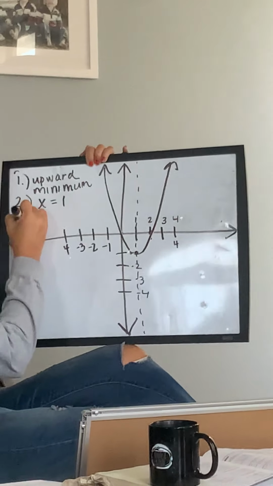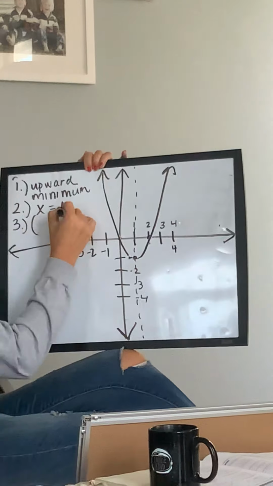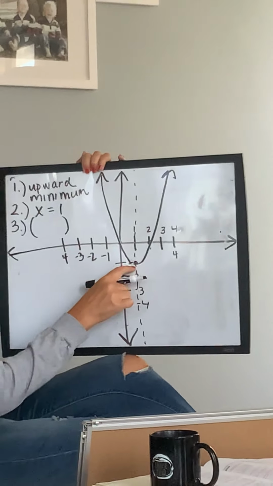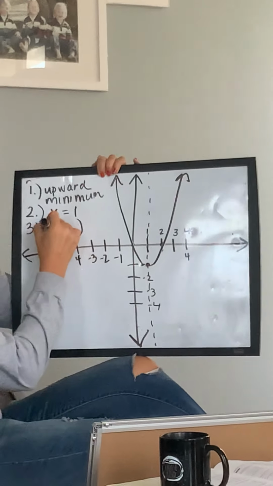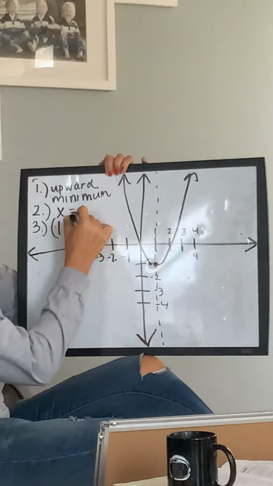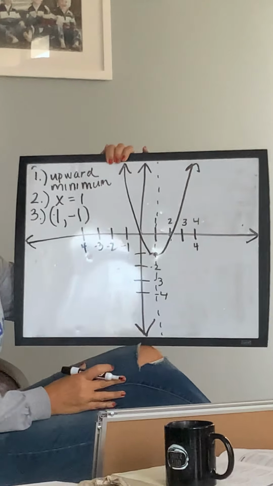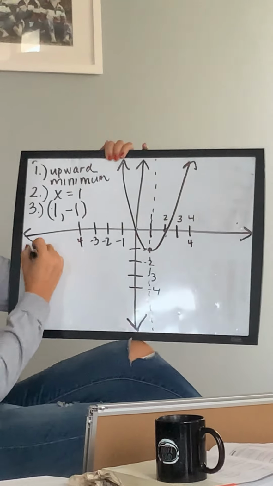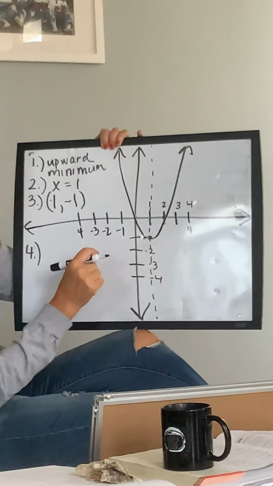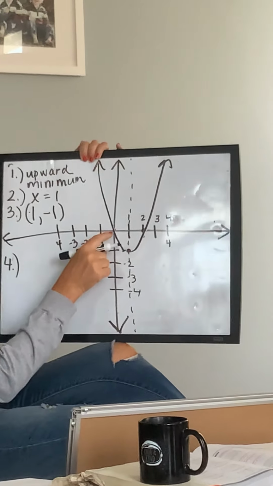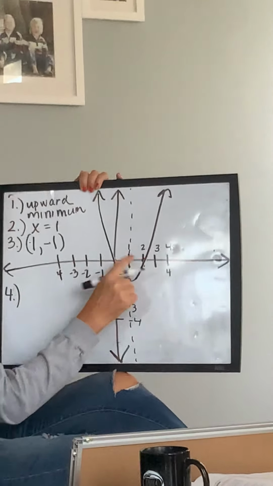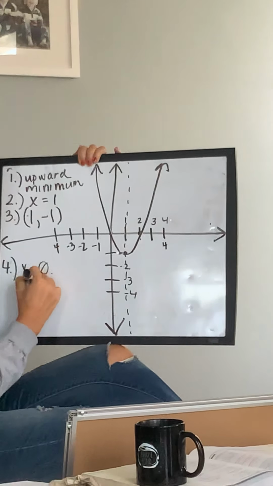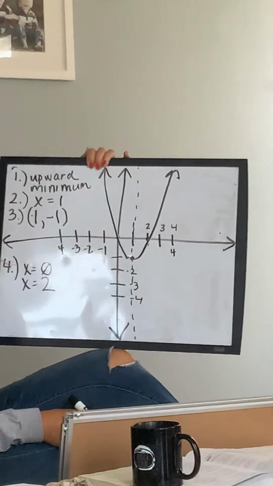Your vertex would be written as an ordered pair, x comma y. So what is our vertex? 1 comma negative 1. Okay, so you would write that there, 1 comma negative 1. Okay, what are our x-intercepts? So now you can see them, right? Where does it cross our x-axis? It crosses at 0 and 2. Perfect.